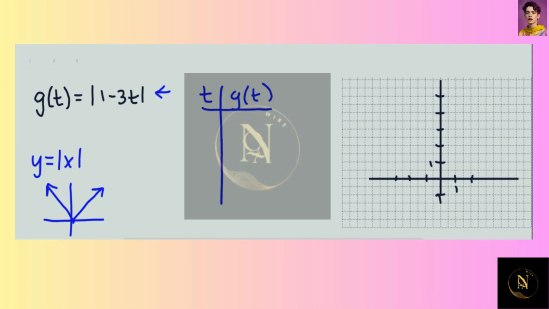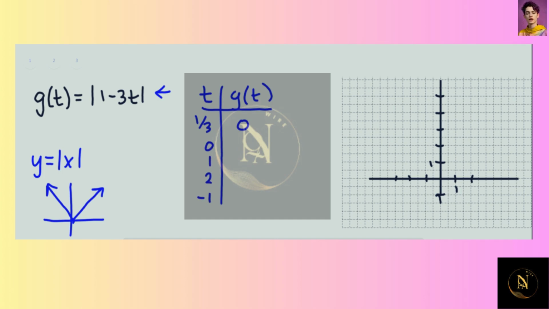The pivotal point for an absolute value graph is the point where you get a y value of 0. And so that would happen at t equals 1/3. So if t is 1/3, then we end up with 1 minus 3 times 1/3 inside the absolute value signs, and so we just get 0. From there, let's find a couple points to the right of that and a couple points to the left of that. So suppose we pick 0, 1, 2, and -1.